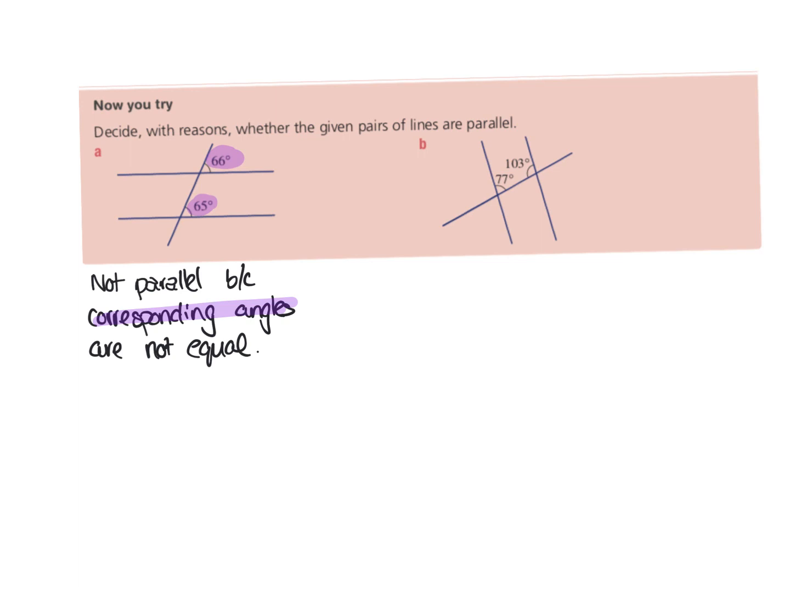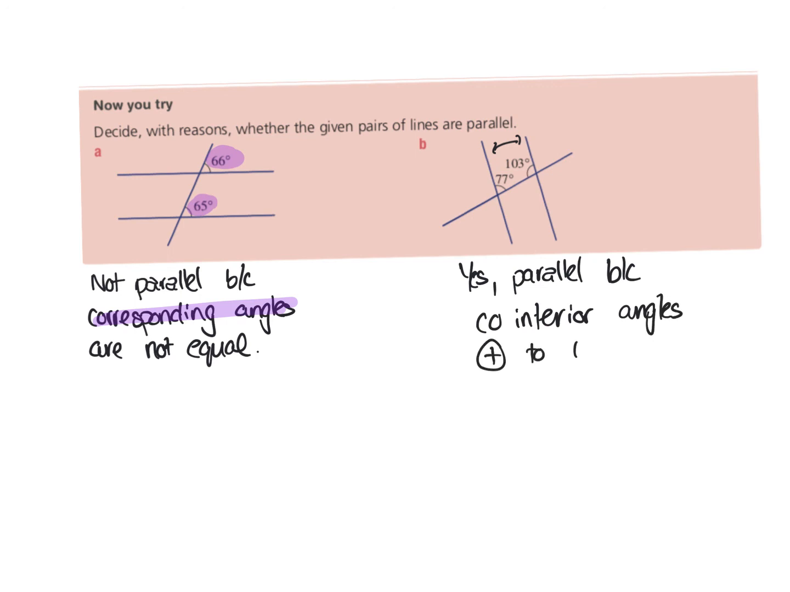Okay, and then over here on the next one, are they parallel? Yes. Yeah, yes, parallel. Because co-interior, remember that's the co-interior when they're inside together like that. Co-interior angles add up to 180. Add to, my pen died, sorry. 180. You guys can you write 180 there?